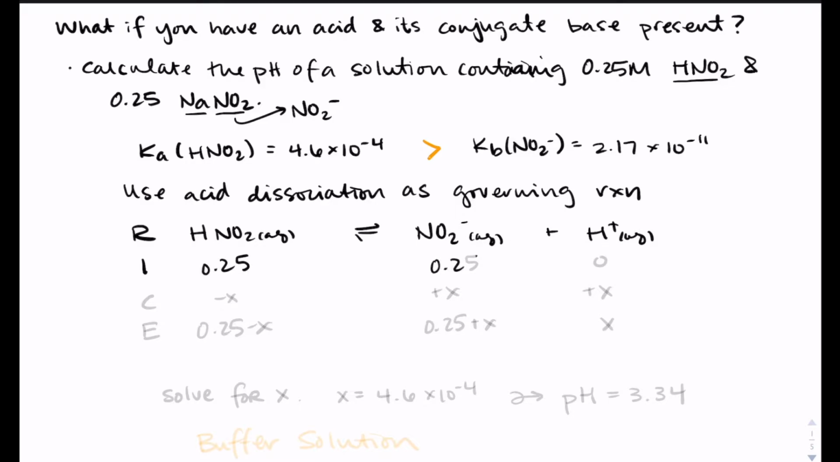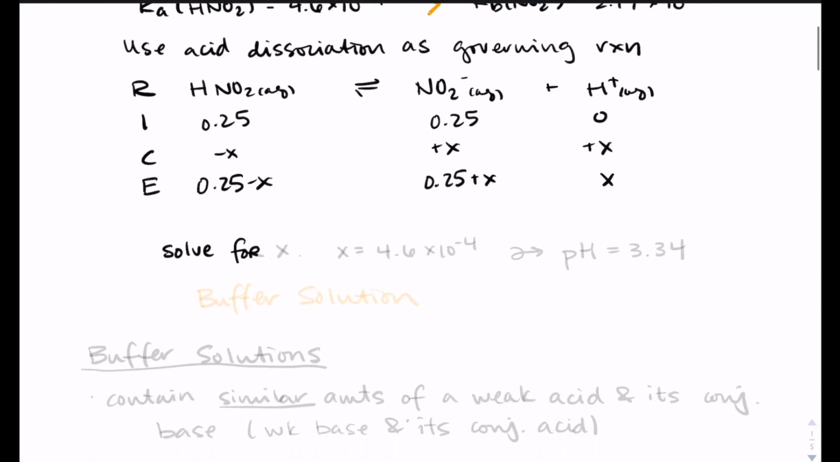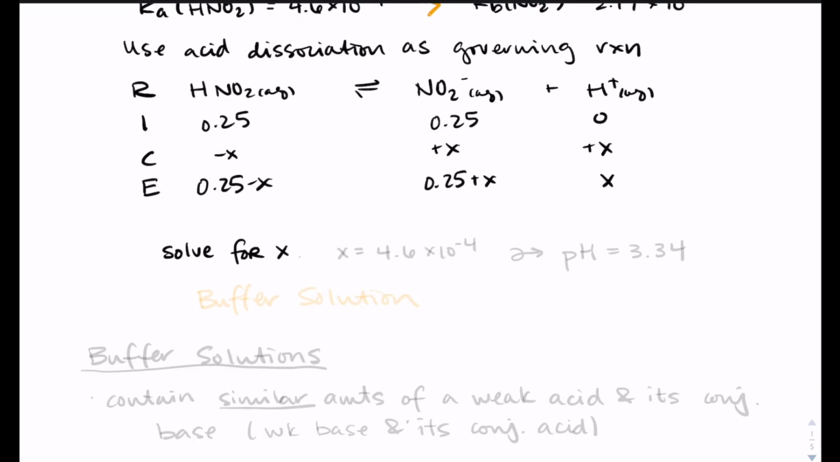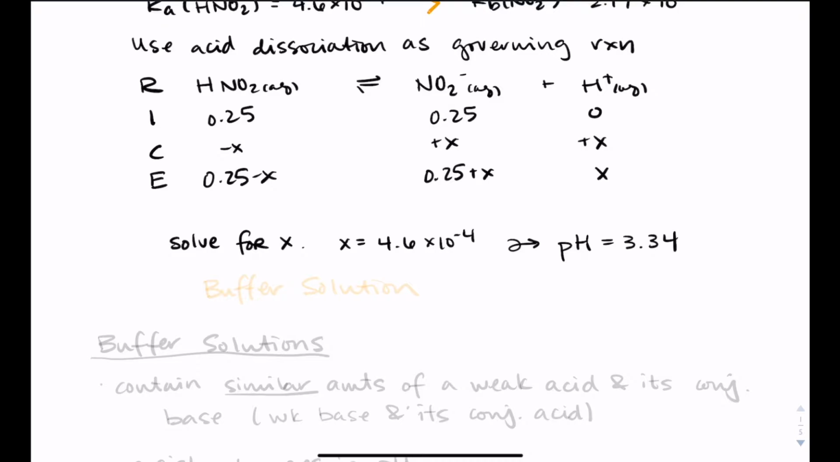However, the nitrite will come in when I do my initial row. So in my initial row, I will have 0.25 molar of the HNO2 and 0.25 molar of the NO2 minus, 0 H+. And then I have 0 for my products. My reaction has to go forward, fill in my equilibrium row, set the equilibrium row equal to Ka, solve for X, which is the same as my H+ concentration. And if I take the negative log of that, I get a pH of 3.34. So this is what is called a buffer solution.